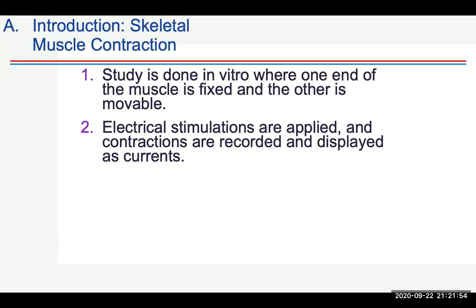The study of skeletal muscle contraction is done in vitro in lab, where one end of a muscle will be fixed and the other is movable. And a lot of times we use stimulations if we don't have a muscle or an animal muscle to use in lab. Electrical stimulations will be applied to this muscle, again, where one end is fixed and the other is movable.